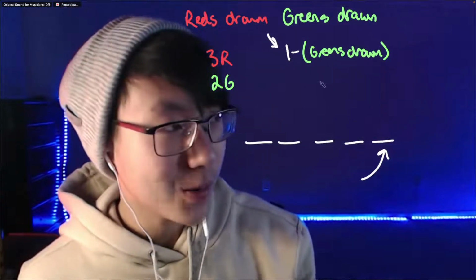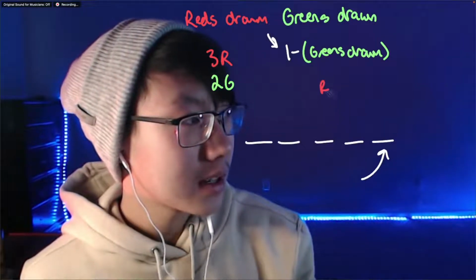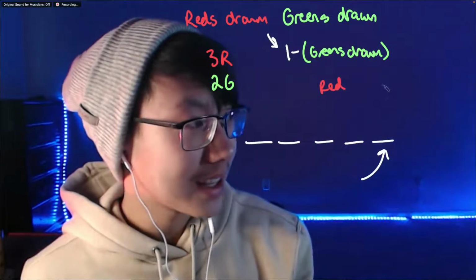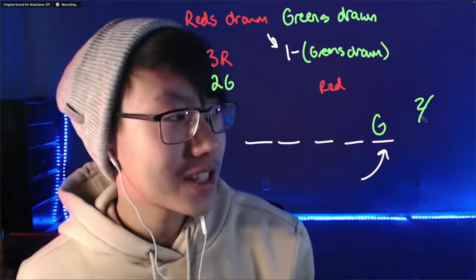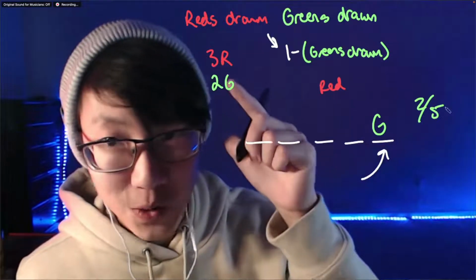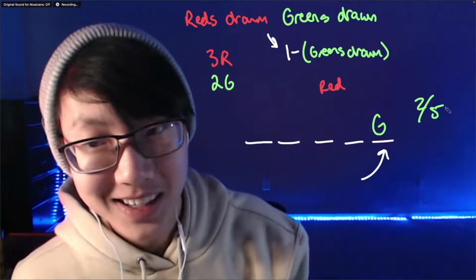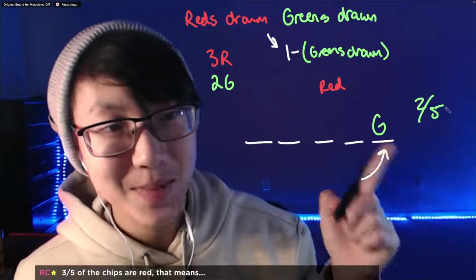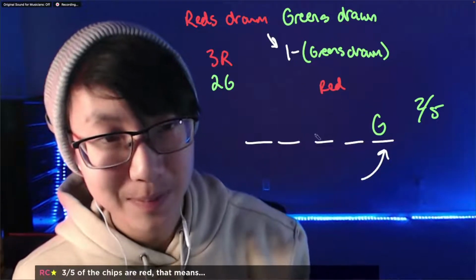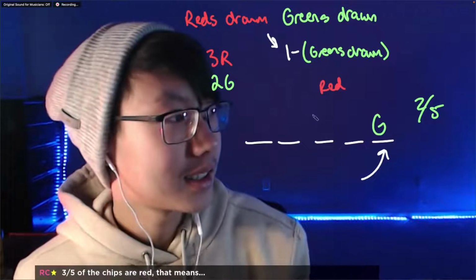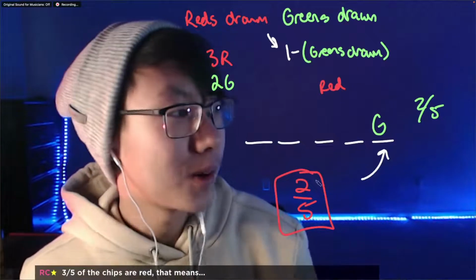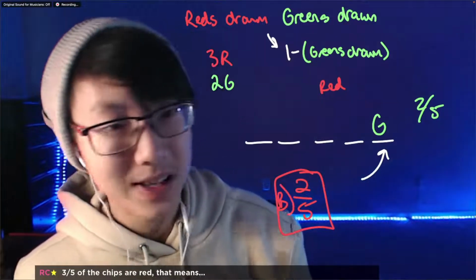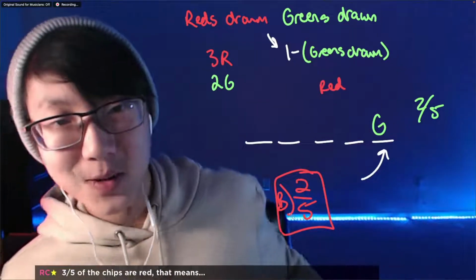So we want red to win, right? For red to win, I need G to show up in the last spot. For G to show up in the last spot, there's 2/5 chance, right? 2 out of 5, because there's 2 green chips out of 5 total. So there's 2/5 chance that red wins. Bam. There's a 2/5 chance that green is the last one. So there's a 2/5 chance that red wins. 2/5. That's answer choice B.